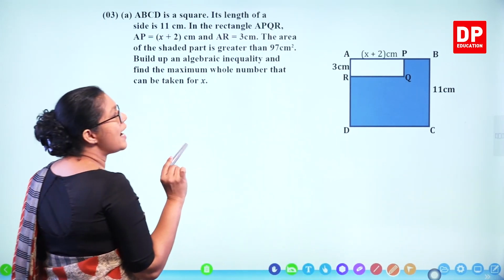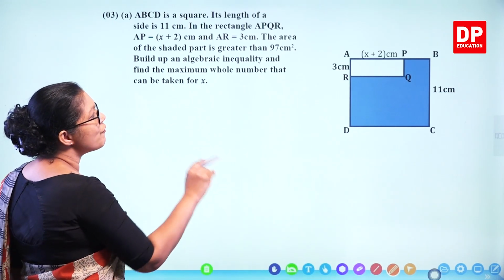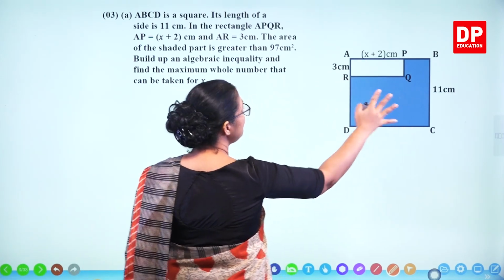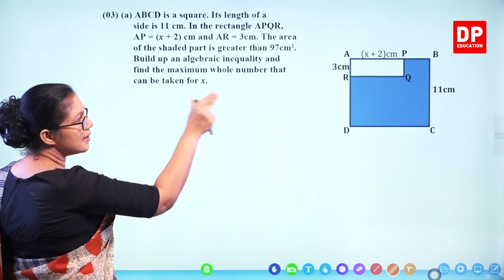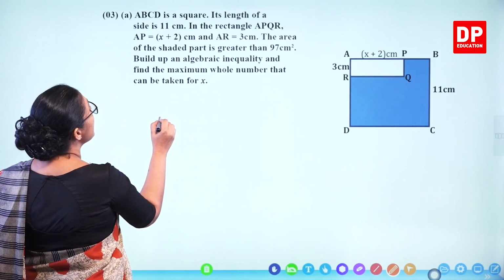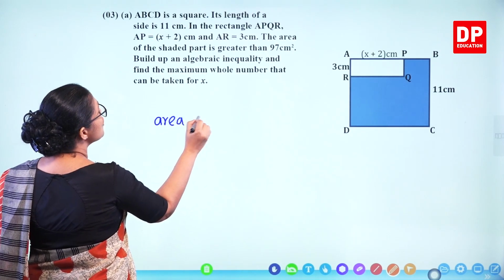So what's the shaded region? Area of the full square minus the small rectangle. So we'll find out the area shaded.